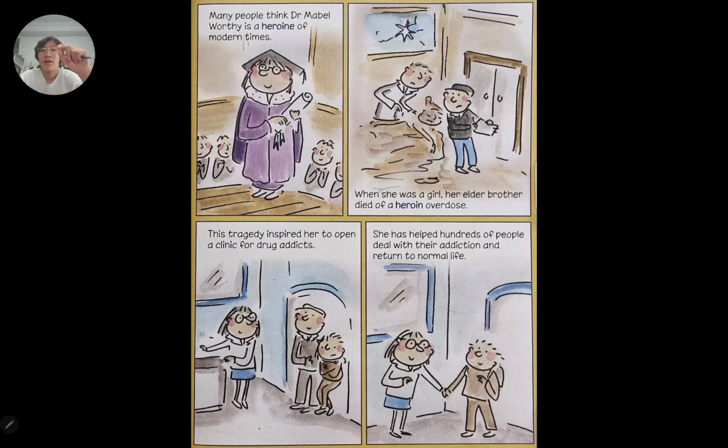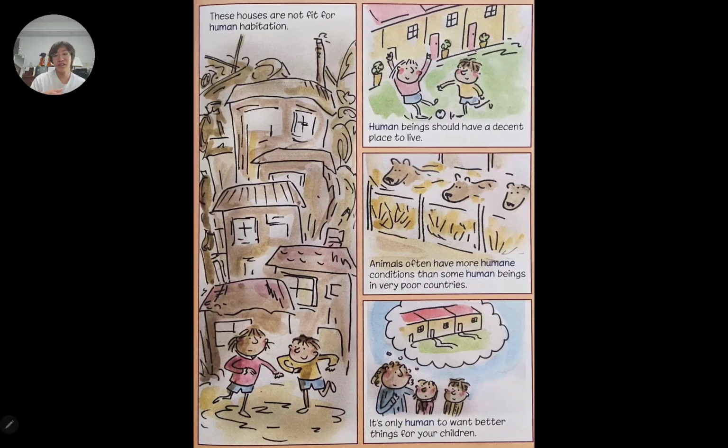Now, here's the example. Many people think Dr. Mabel Worthy is a heroine of modern times. When she was a girl, her elder brother died of a heroin overdose. This tragedy inspired her to open a clinic for drug addicts. She has helped hundreds of people deal with their addiction and return to normal life. That is such a kind person.